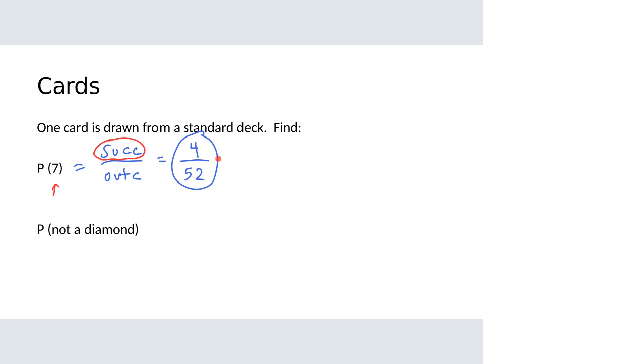Terrific. The next one, what's the probability of getting a card that is not a diamond? Here again, we're looking for successes over outcomes. I'm picking one card from the deck, so I know right away I've got 52 outcomes. Now I have to figure out how many successes there are. How many successes are there, meaning how many cards are there in the deck that are not diamonds?